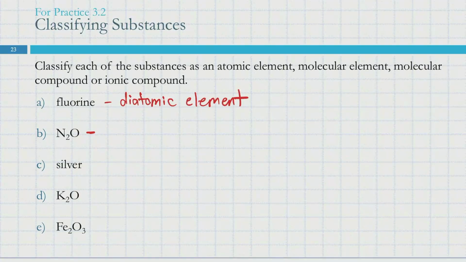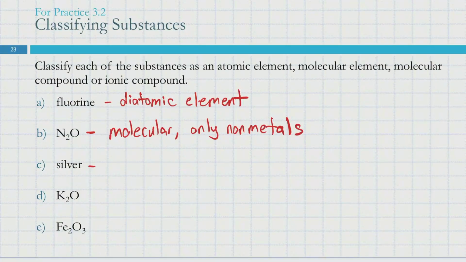Is this going to be ionic or molecular? It's going to be molecular. We don't have any metals, and so it's all nonmetals. All nonmetals usually means that it's a molecule. So this is a molecular compound because it's only nonmetals.